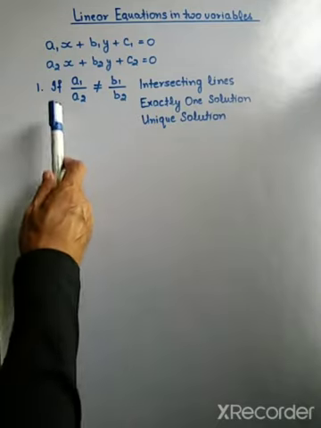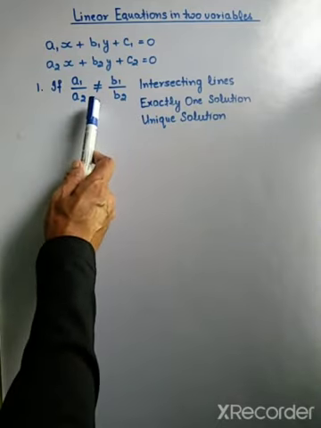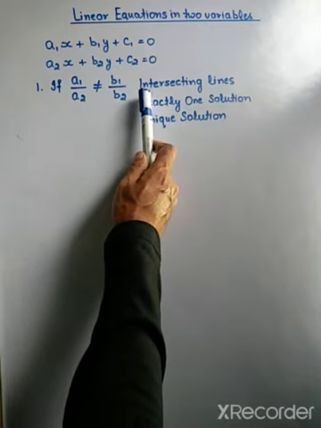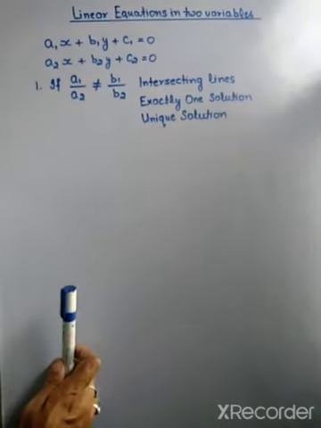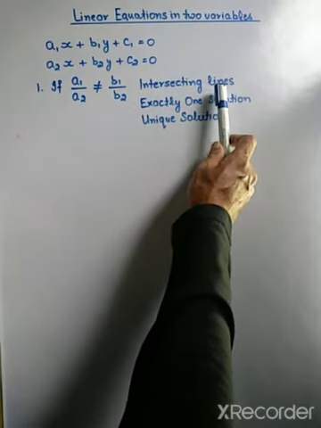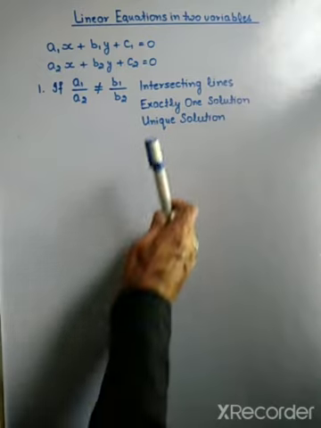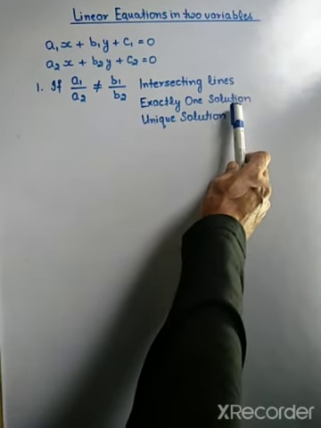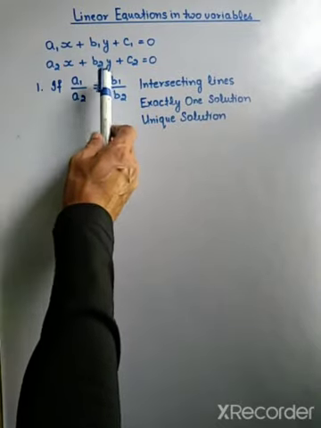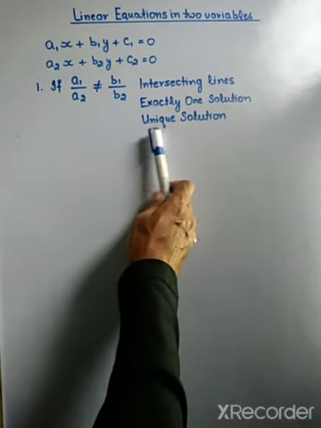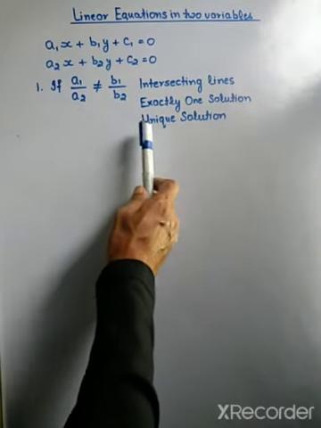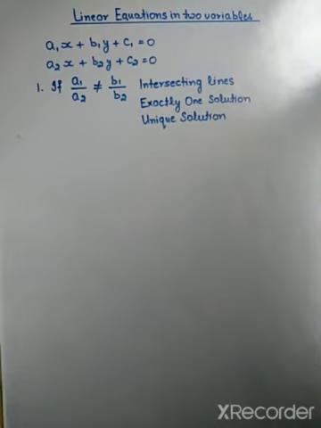First rule: if a1 upon a2 is not equal to b1 upon b2, then if we represent these equations in graph form, we will get intersecting lines. Two straight lines will intersect each other. Or we can say exactly one solution, which means one value of x and y each, or a unique solution. So if a1 upon a2 is not equal to b1 upon b2, then we will get a unique solution.